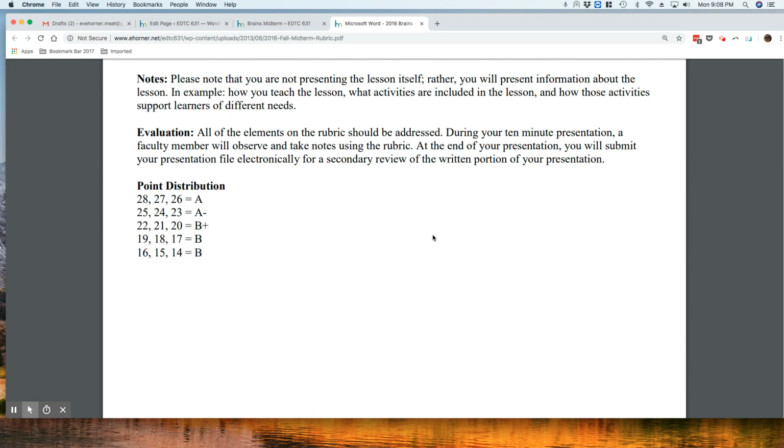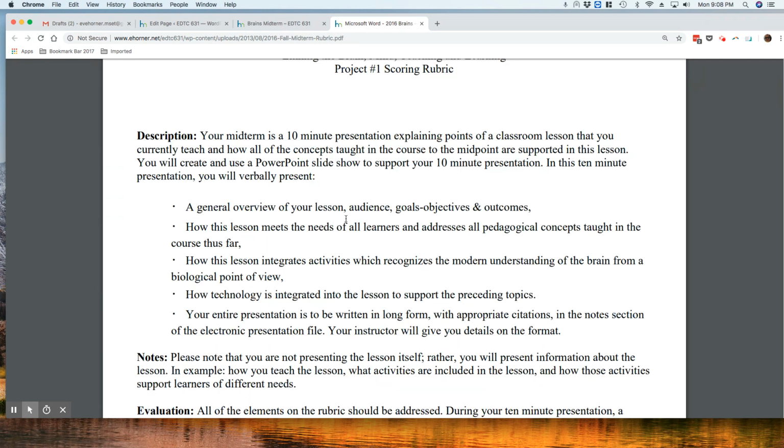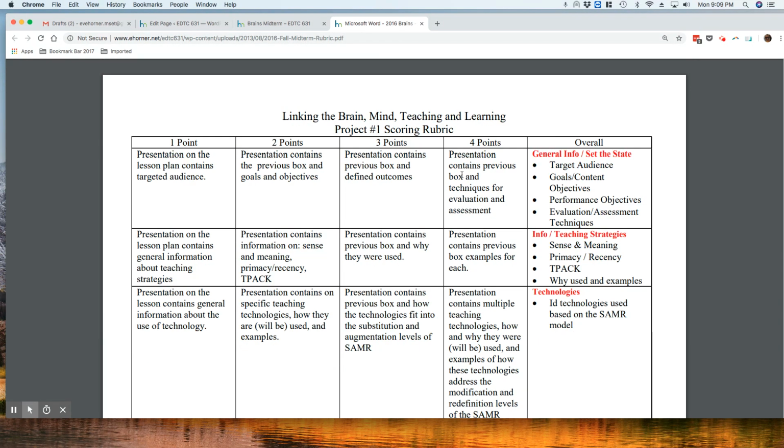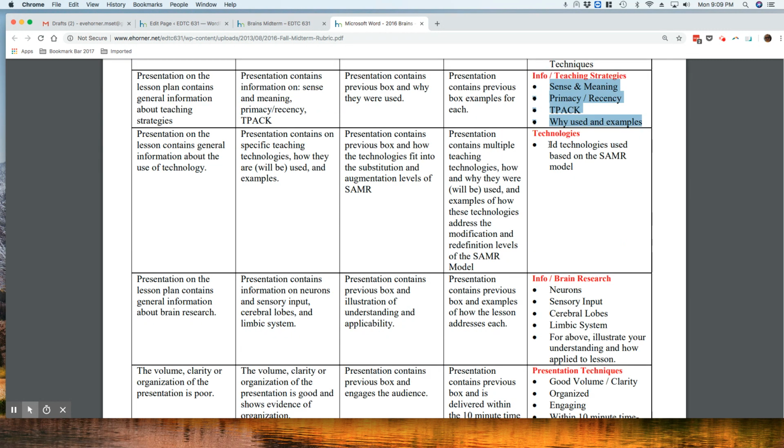And then this particular piece does explain to you that your midterm is a 10-minute presentation explaining the points of a classroom lesson. You are not going to actually teach this particular lesson. Rather, you're going to discuss the lesson, and you're going to explain to us how each of the activities in your lesson meet each of the pieces that are over here in this far right column. So your objective is to try to get to 4 points on each and every one of these strands.